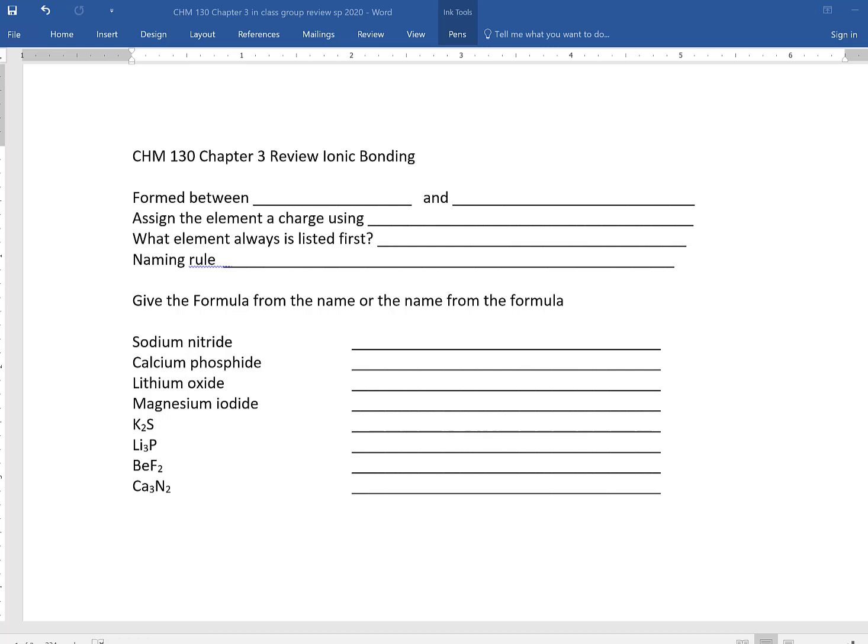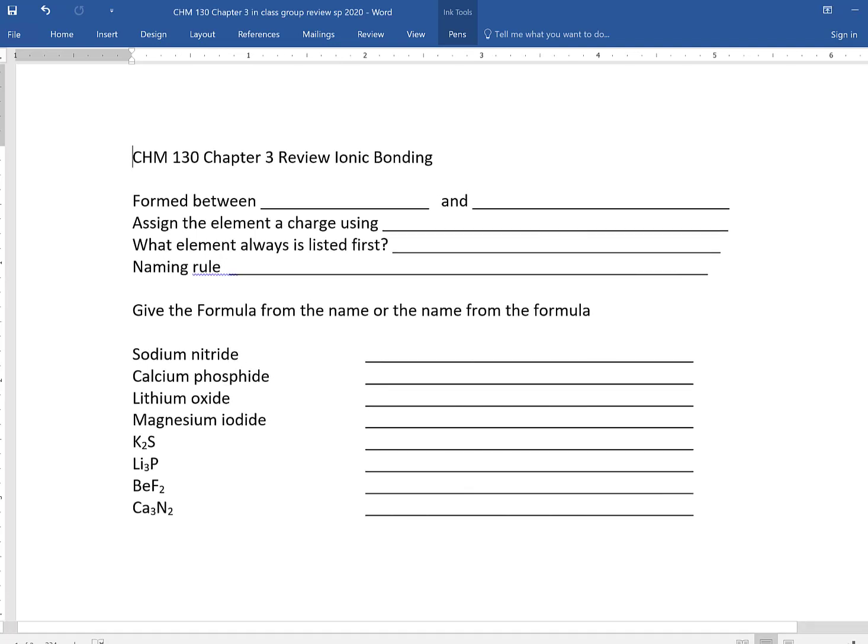Ionic compounds are always formed between what two types of elements? They are metals and nonmetals. Remember that you can identify them by just looking at the periodic table. That one doesn't have the zigzag line, but this one does. So remember that everything to the left is a metal, everything to the right is a nonmetal. So you're looking at things where you're going to have elements on opposite sides of that zigzag line.